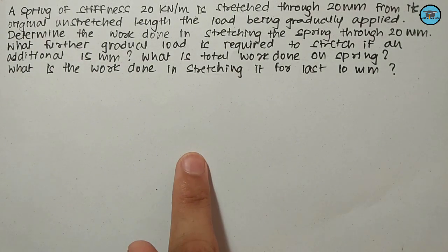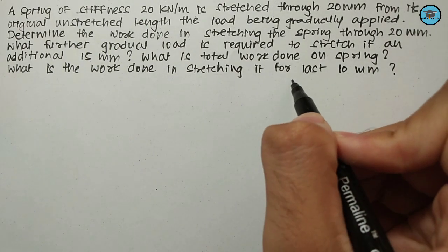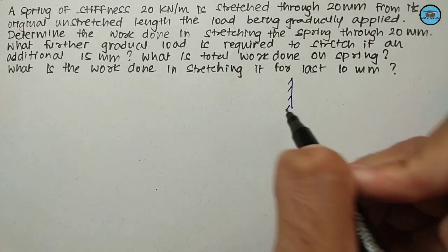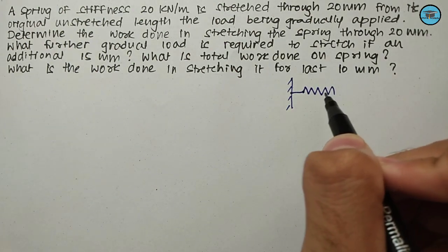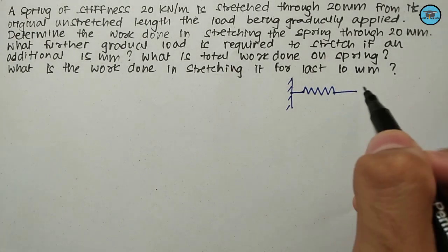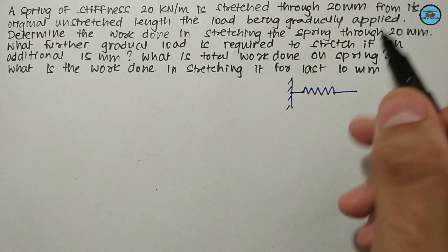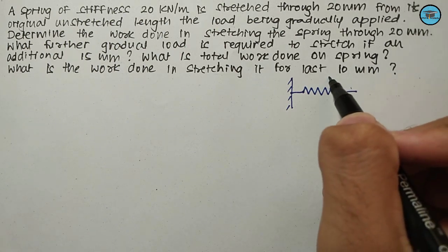So the problem mentioned here is related to the spring. Let us understand the concept first before solving this problem. Let us assume that there is a spring with one end connected to the rigid support and another end is free, and let us consider this to be an initial position, that is xi.